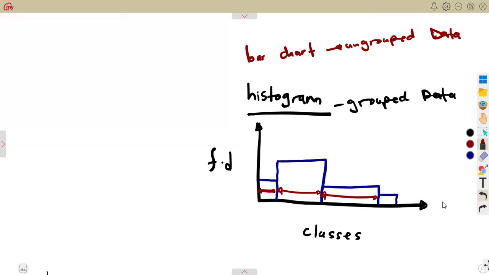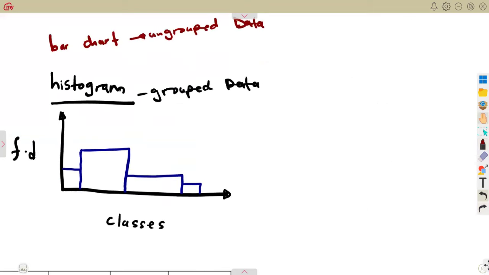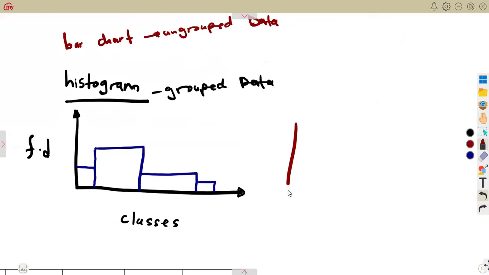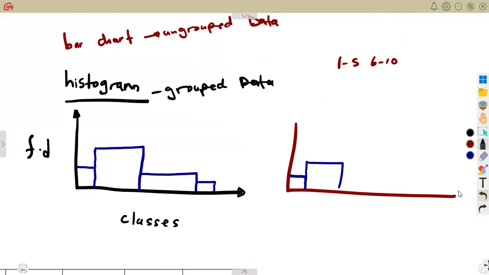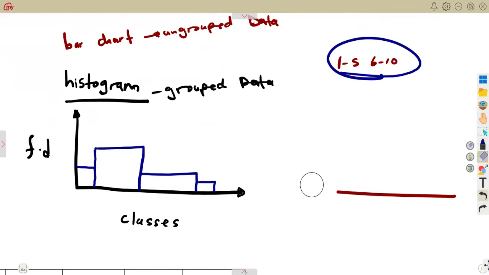So, meaning to say, if the classes are of the same width, we are going to have these bars being of the same width. Let's say the classes are like 1 to 5, 6 to 10. They are the same. In that case, we are going to notice the bars will be of the same width, even though the frequency densities will be different. The bars that we are going to be drawing will be of the same width because the classes are the same. It can happen like that.